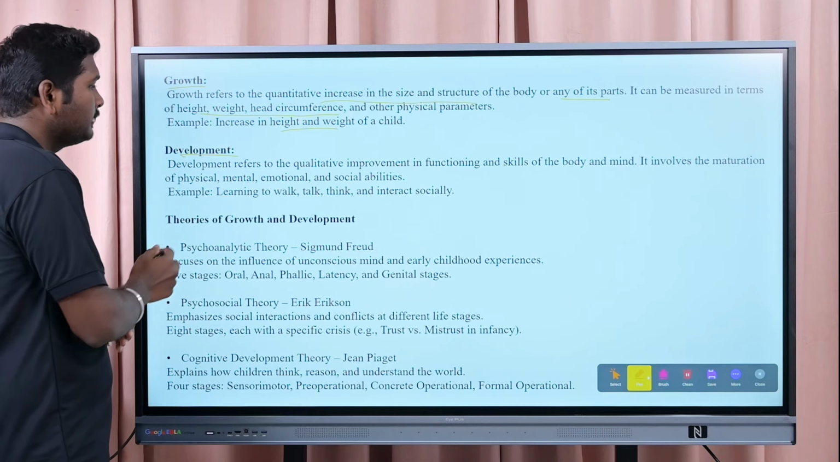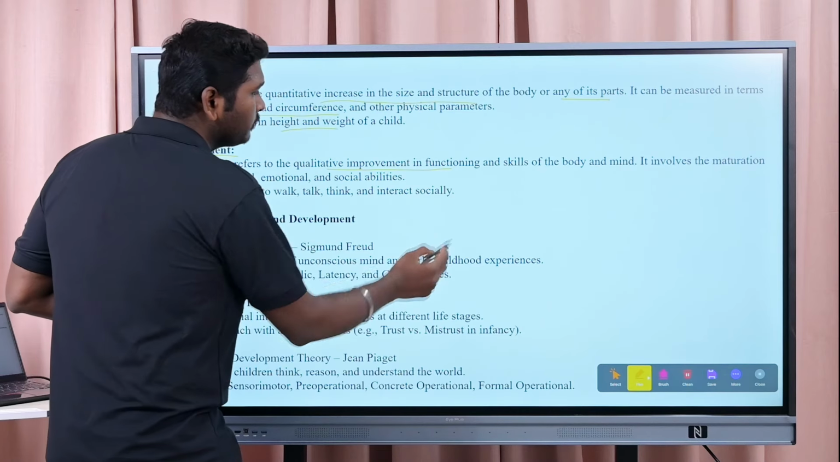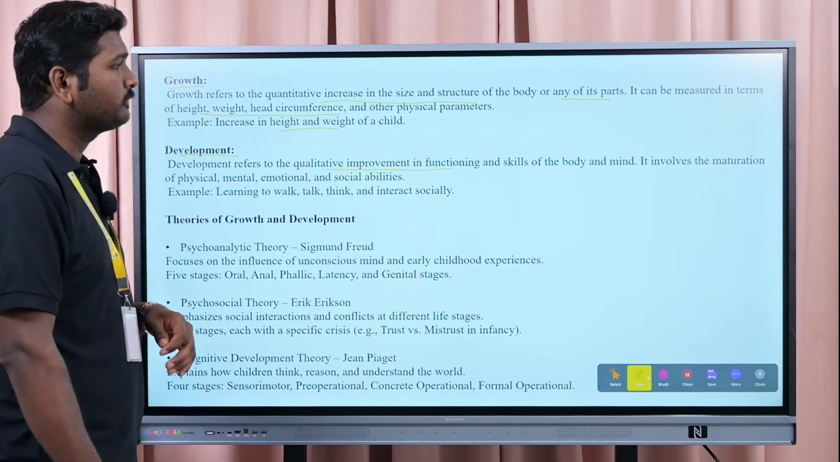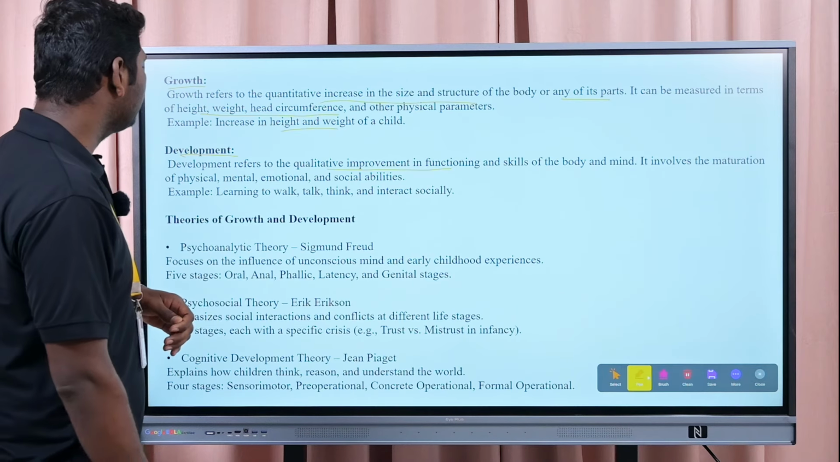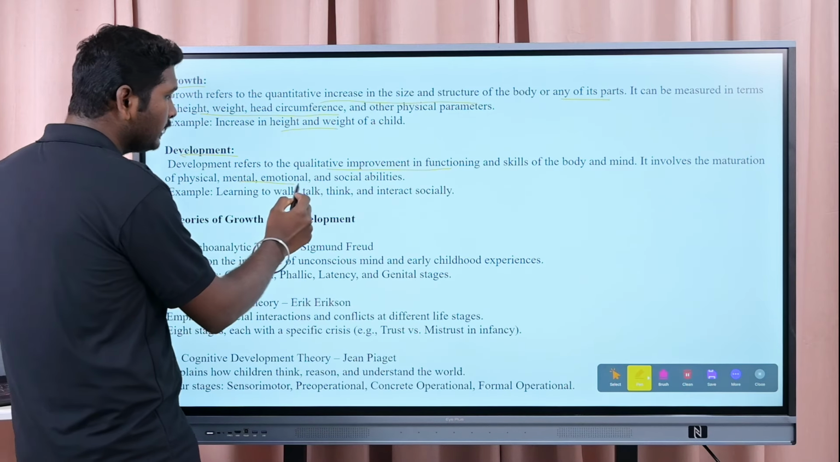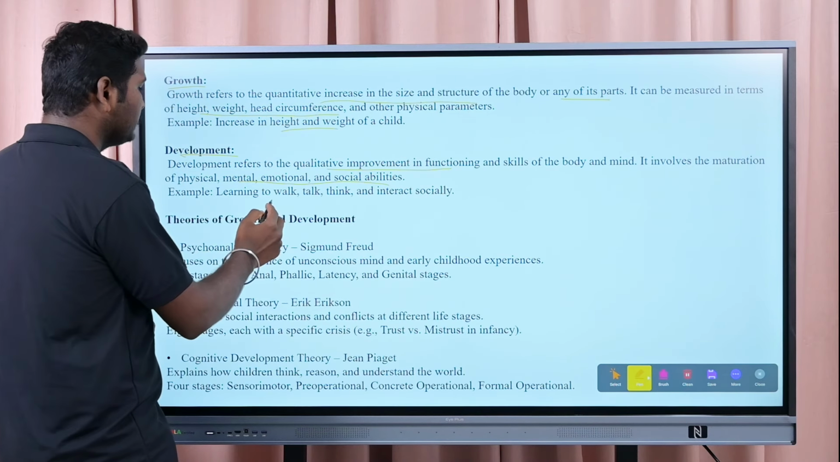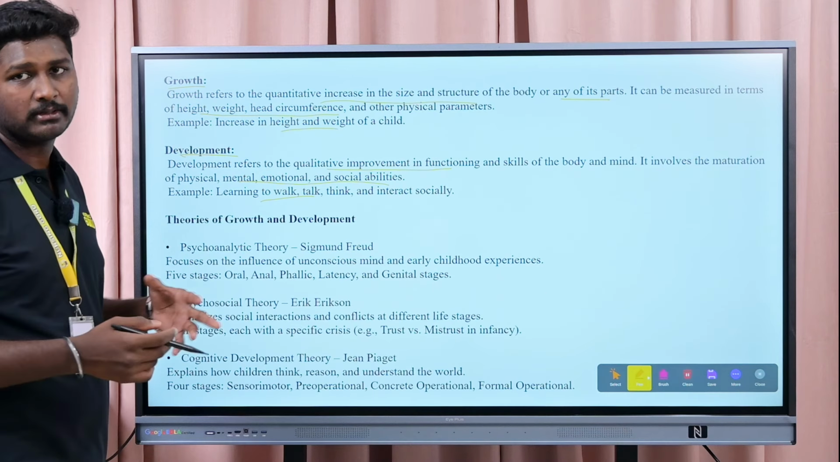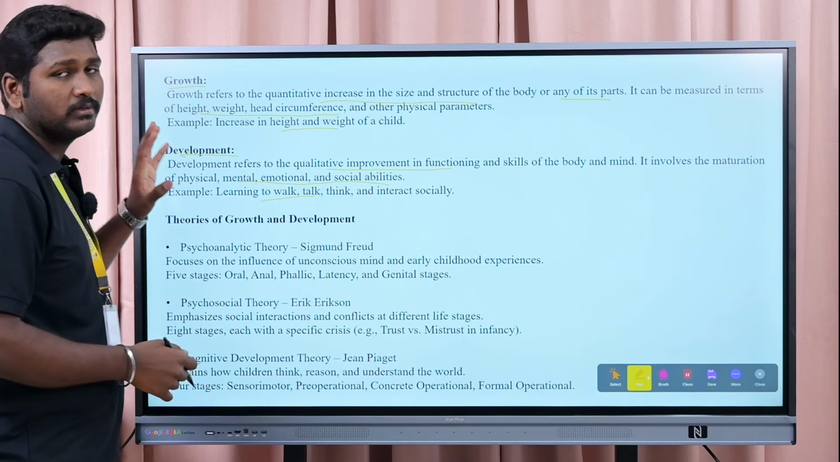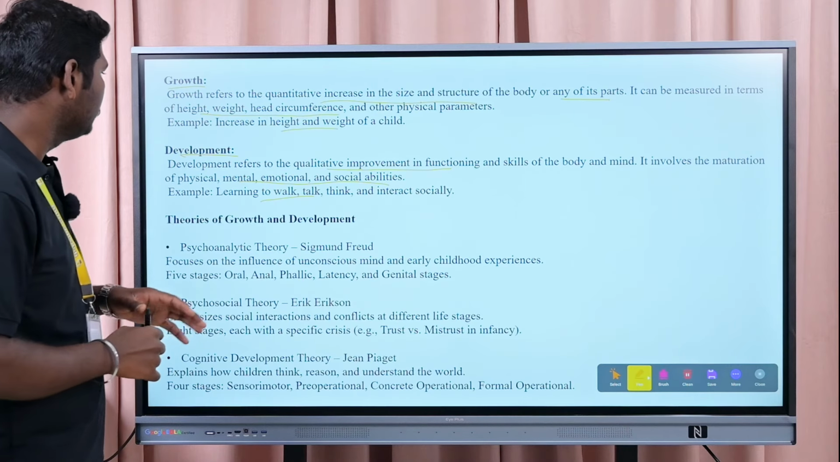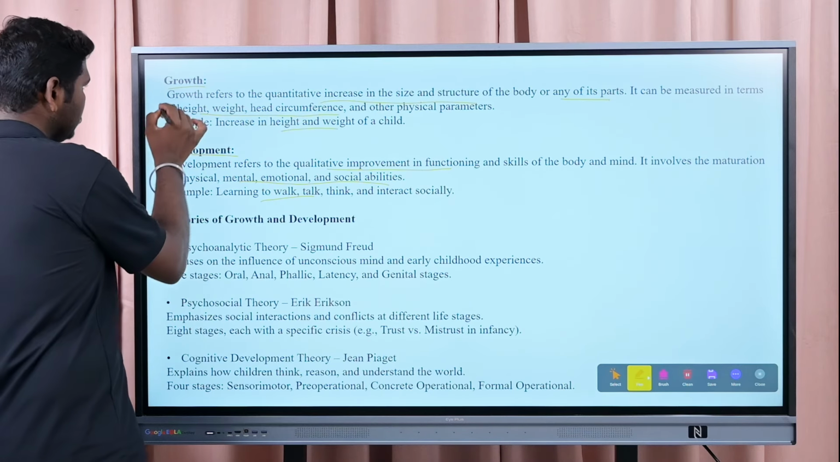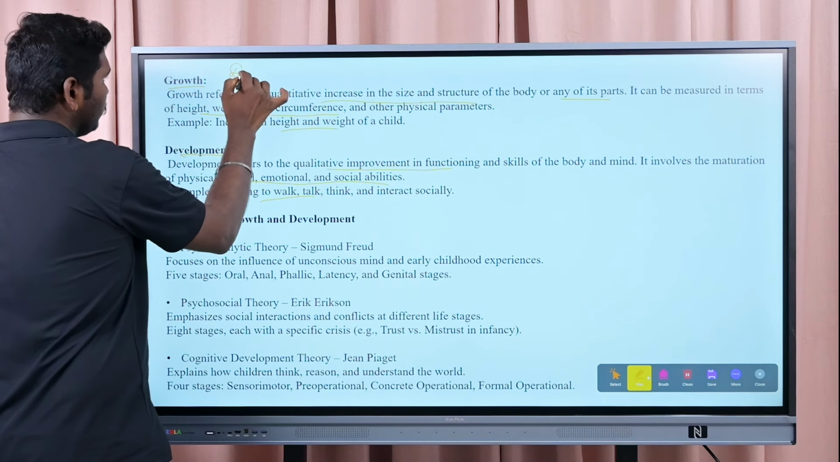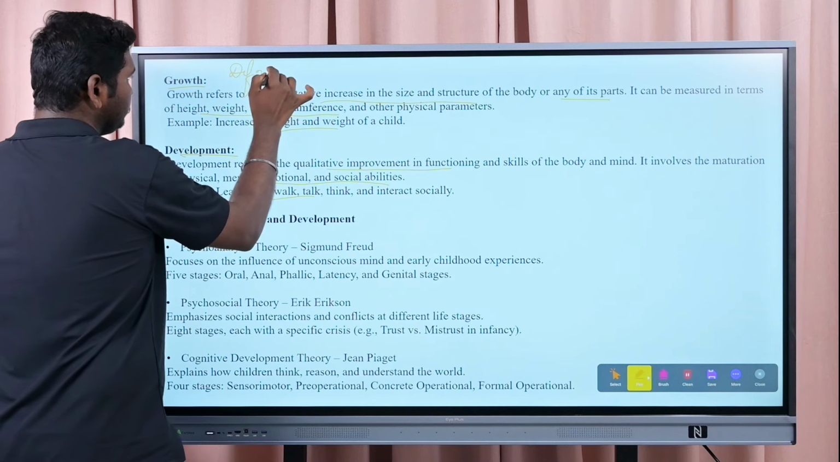Whereas development refers to the qualitative improvement in the functioning and skills of the body and mind. It involves the maturation of physical, mental, emotional, and social abilities. So what is the example? Learning to walk, talk, think, and interact socially. So this is the definition, with an example for development that you can write. So this is the definition for growth and development.